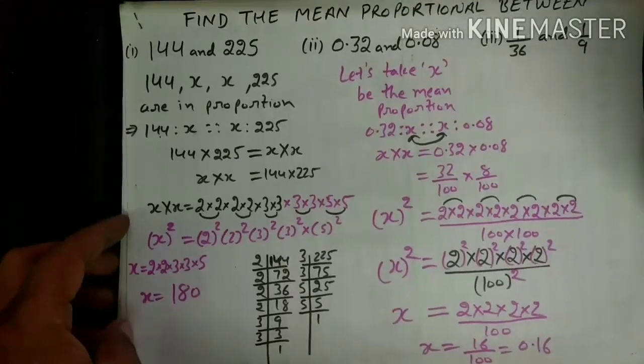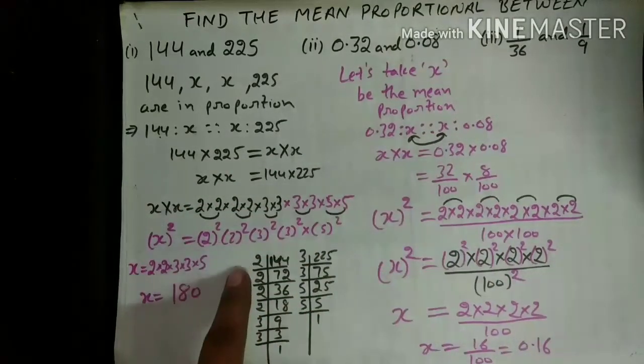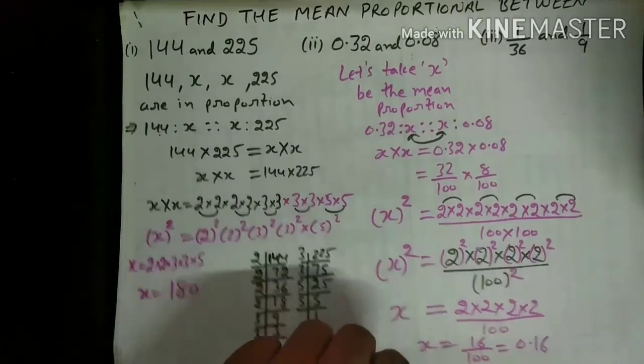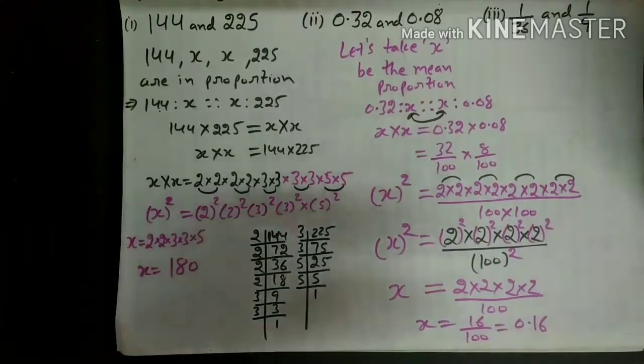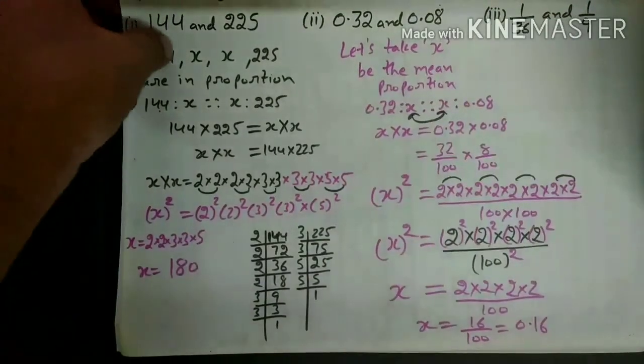This is the solution for the mean proportion. First one, second one, and this is the third one. You can see.